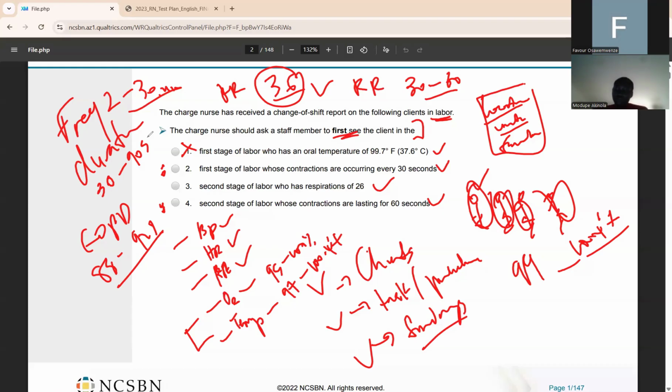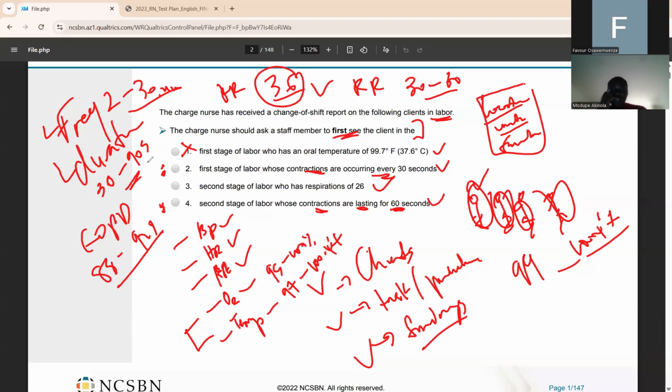Anytime you see the NCLEX use a keyword like every related to contraction, they are talking about frequency. And anytime the NCLEX uses lasting related to contraction, they are talking about duration. So when you see contraction occurring every, think about 2 to 30 minutes. When you think about contraction lasting, think about 30 to 90 seconds. We can both agree together that this is within range, 30 to 90 seconds.